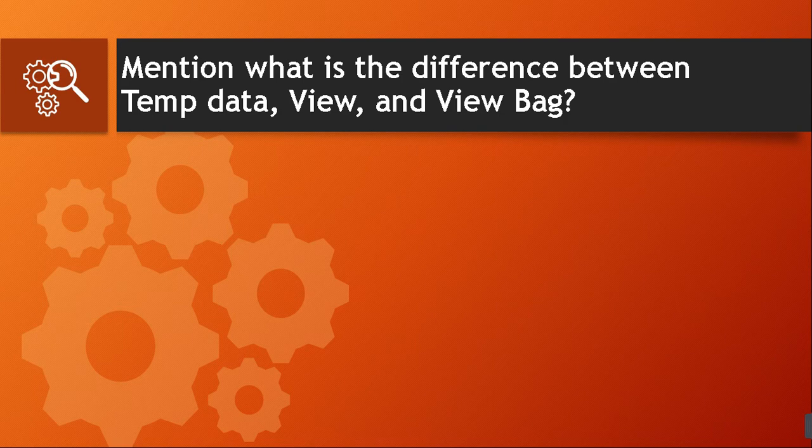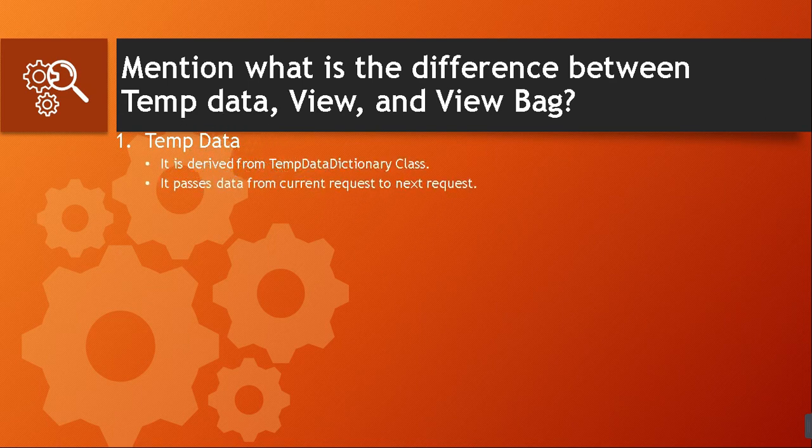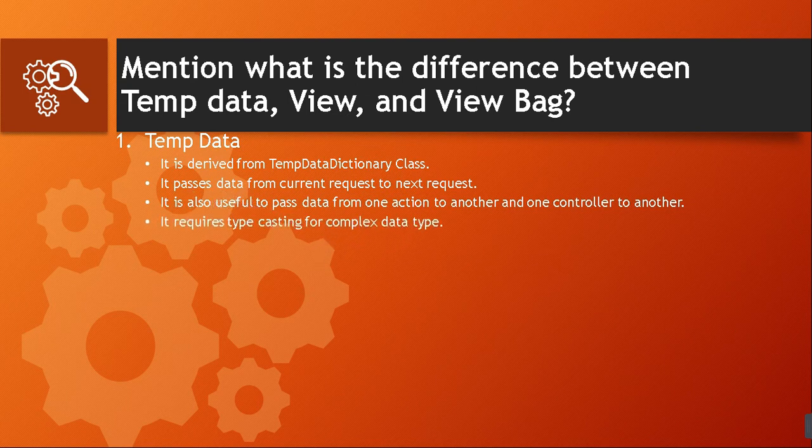Sessions in MVC can be maintained in three ways. 1. TempData. It is derived from TempDataDictionary class. It passes data from current request to next request. It is also useful to pass data from one action to another and one controller to another. It requires typecasting for complex data type.